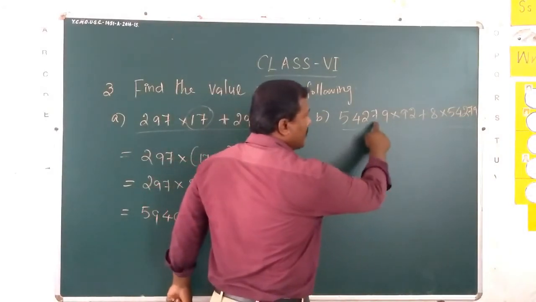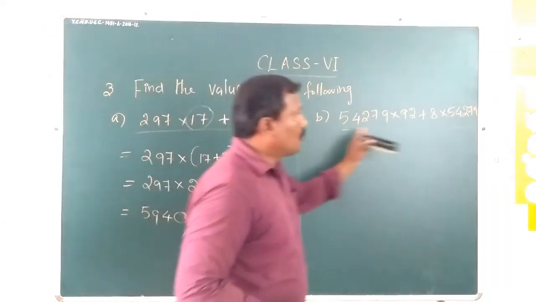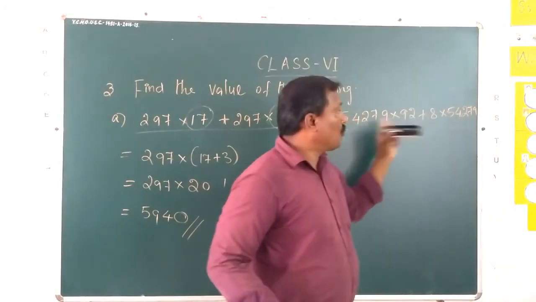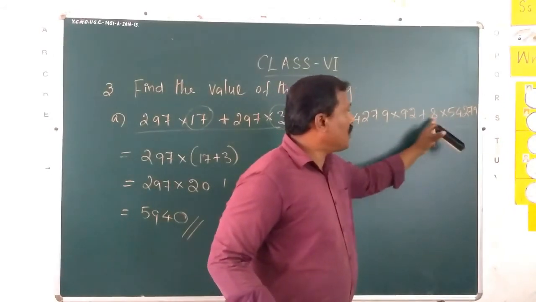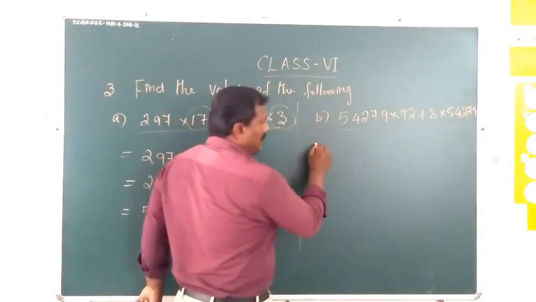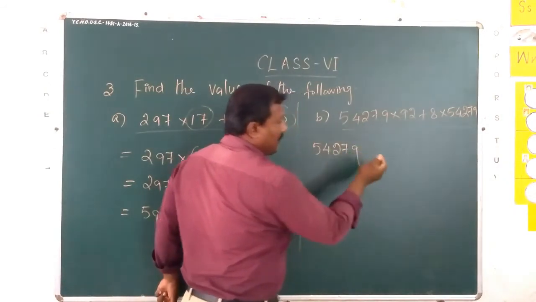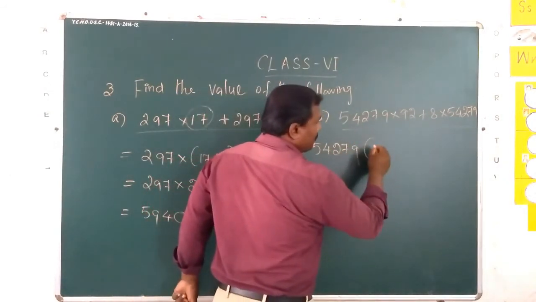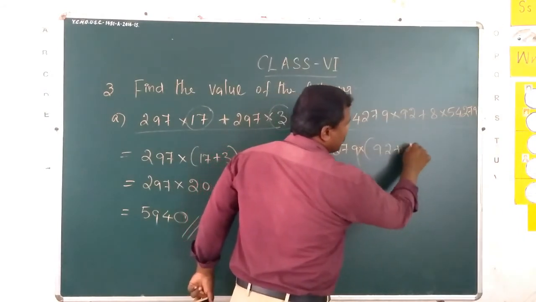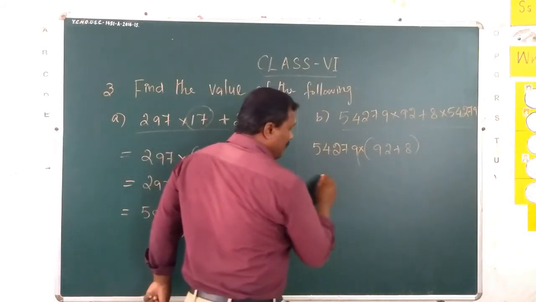54,279, 2 times are there. 54,279. Here 2 places are there. Then the remaining 92 plus 8 is the only difference. So what I will do is the same procedure. I will take 54,279 separately. Then the remaining 92 plus 8. So now I will add these numbers.